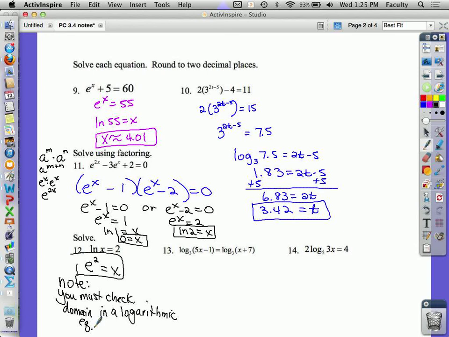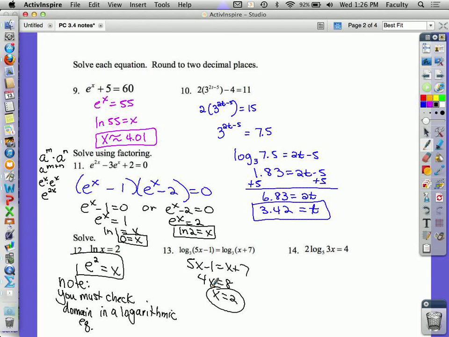In number 13, how would we solve this one? So what's inside the parentheses for each other? Yeah, do you understand? If you have a log on both sides with nothing else, their insides are equal. So this becomes 4x equals 8. x is 2, and I check the domain. 5 times 2 is 10. 10 minus 1 is 9. It's okay to have a 9 inside. 2 plus 7 is 9. That's okay.